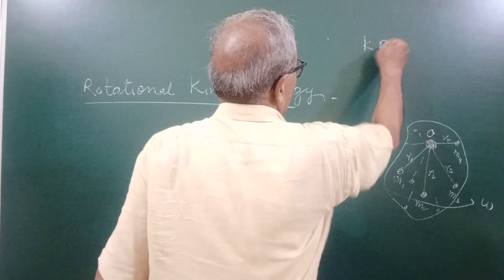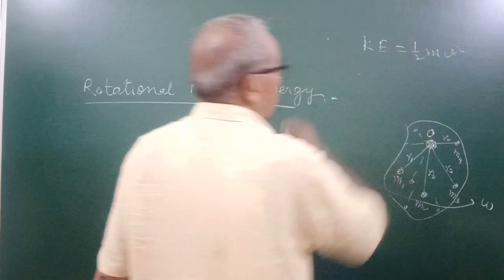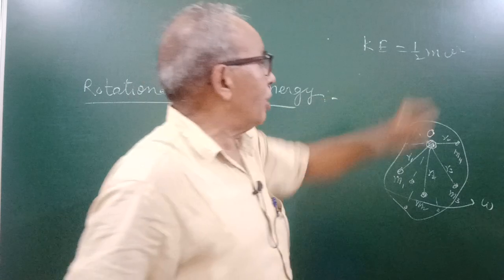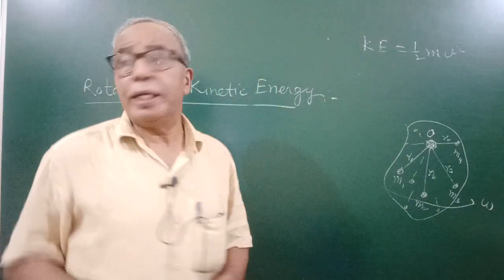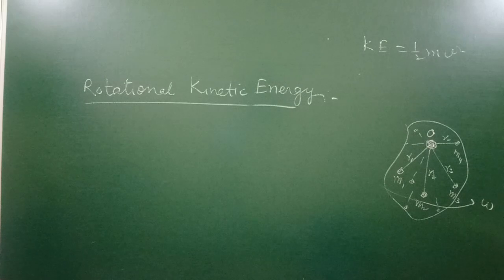kinetic energy is equal to half mv square. This is called linear kinetic energy, where m is the mass and v is the velocity. So we will obtain an expression for rotational kinetic energy using the same. Okay, so in the figure I have shown a rigid body.